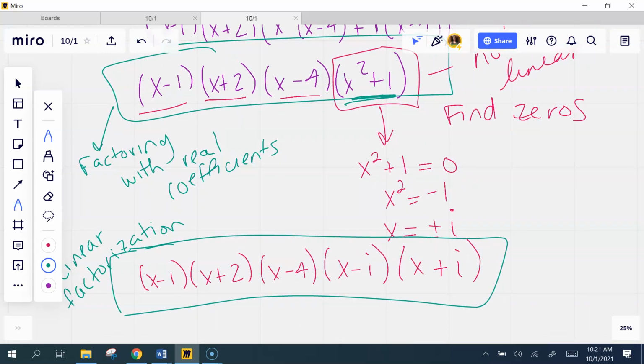If I started with the linear factorization and I wanted to write it with real coefficients, then what would I need to do? Exactly. I would need to multiply these 2 out, because remember, they're always conjugates of each other. I would need to multiply those 2 out to end up back here. Does that make sense?